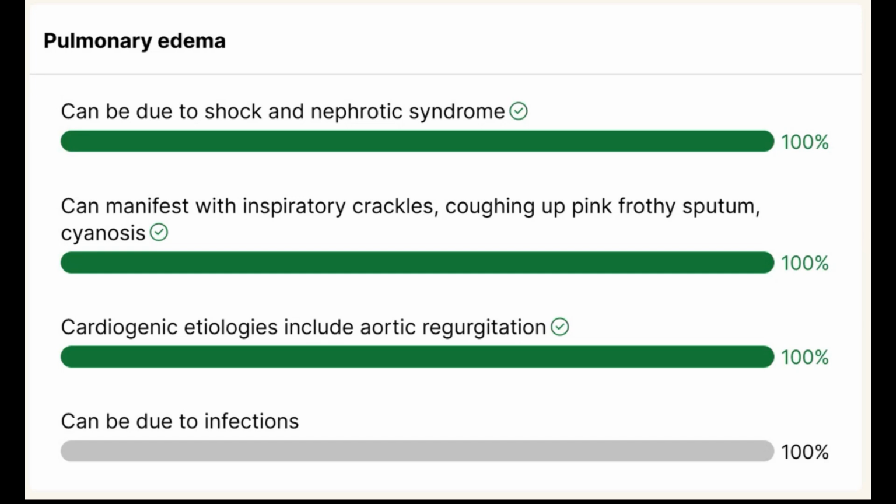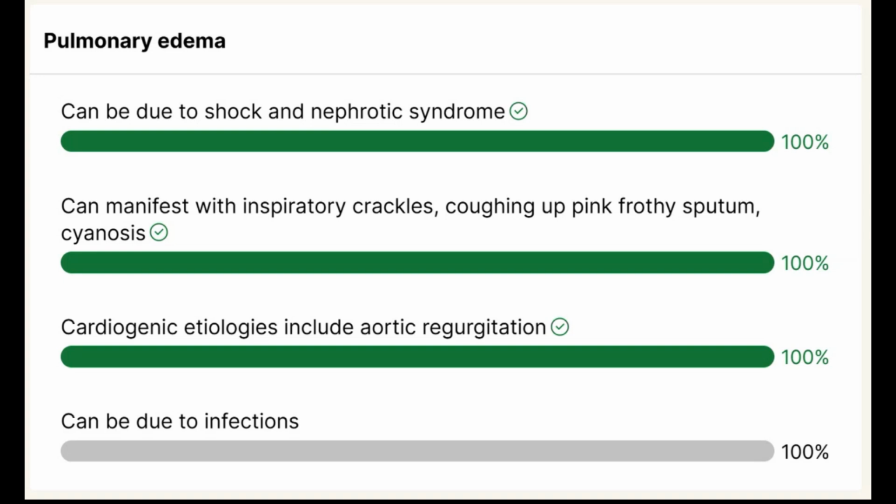Next, can manifest with inspiratory crackles, coughing up pink frothy sputum, and cyanosis. Yes, this is true because there's a fluid accumulation and you can also cough up this fluid. It might be slightly tinged with blood, which is why it's a pink frothy sputum. And you may also have cyanosis because if there's a case of hypoxia because of the edema, there's a reduced gaseous exchange in the alveoli. So that results in some degree of hypoxia.